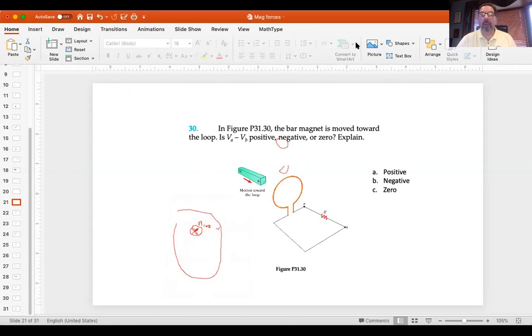All right. This time, erase my markings here. Clear my drawings. This time it's the South Pole moving towards that same loop that we had just a second ago. I've asked one more question, A minus B or B minus A, which is equivalent to which way is the current flowing, right?